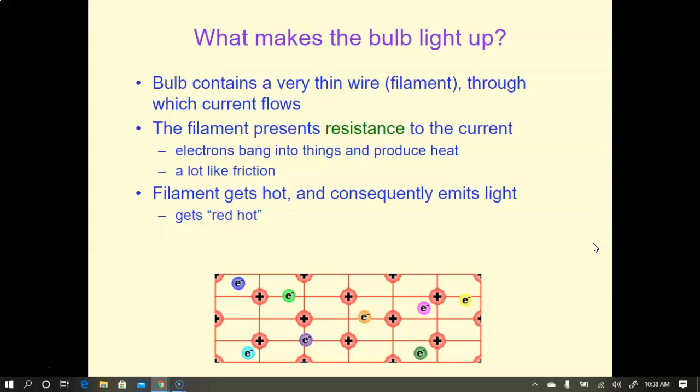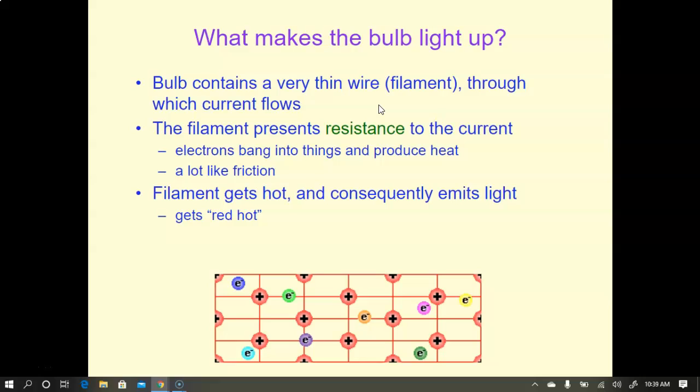But what's actually going on inside the bulb is going to be very much connected to that concept of resistance. That's why we're focusing on the bulbs to present it. So the filament in the bulb is really just a very, very thin wire, and the current is flowing through that wire from one end to the other.